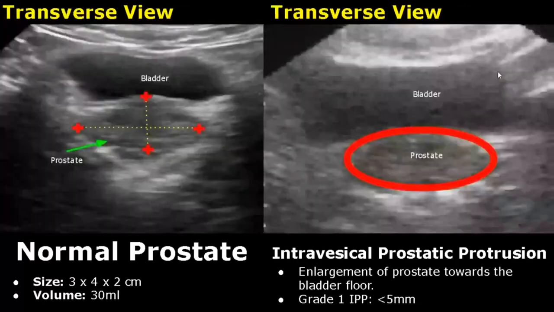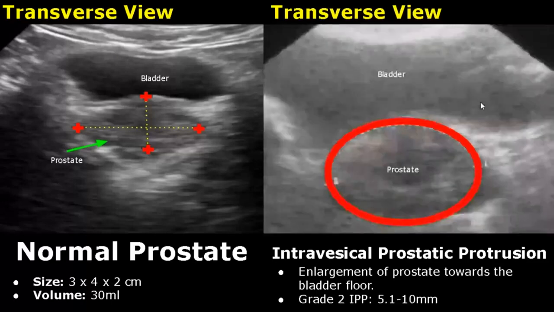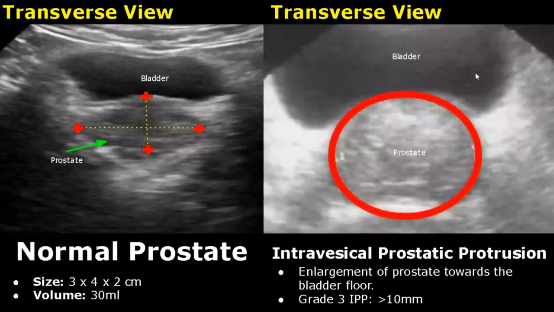This image is in transverse view. Here is the bladder and this is the prostate. Grade 1 protrusion is very subtle. It is less than 5 millimeters. Moving on to grade 2 IPP, you can see a larger prostate gland as compared to the previous one. And finally, a grade 3 IPP. The protrusion is very large. It is greater than 10 millimeters.